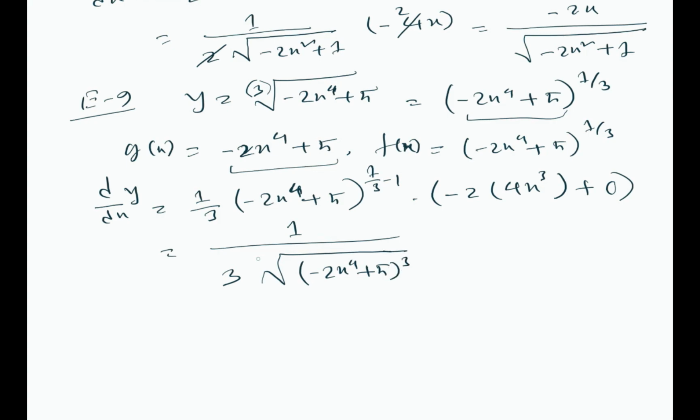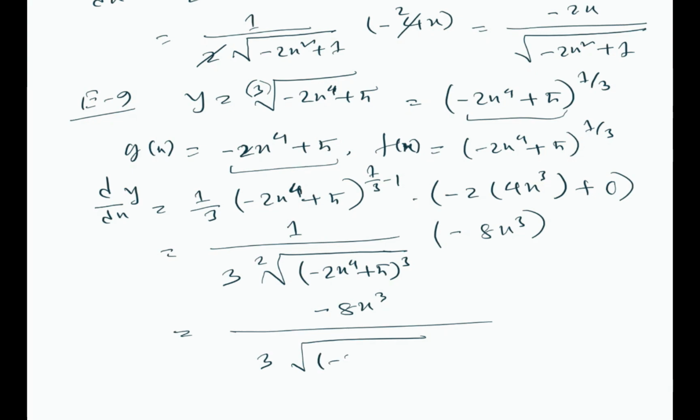It means we have a 2 here. We don't write it normally, so I'm not writing it, but leave it as it is. Okay, then we have minus 2 times 4 is 8x to the power 3, and our final answer would be minus 8x to the power 3 over 3 square root of minus 2x to the power 4 plus 5 all to the power 3. So this is the answer for this question.